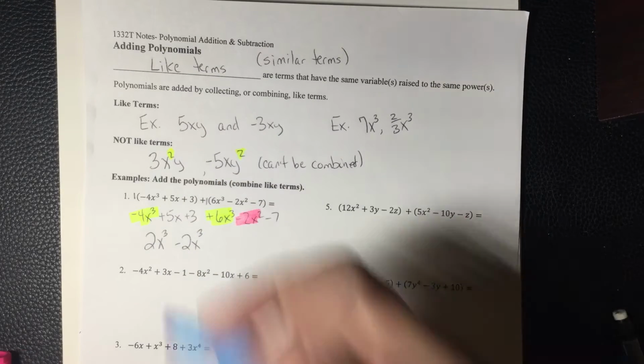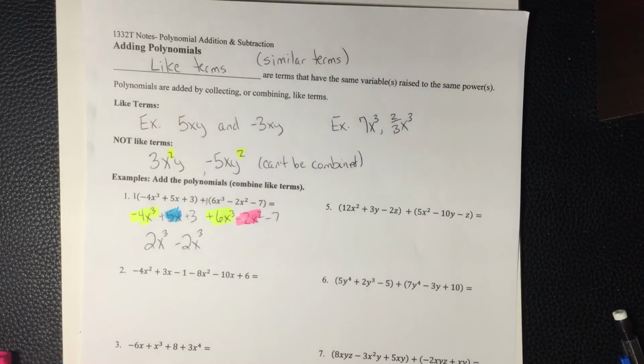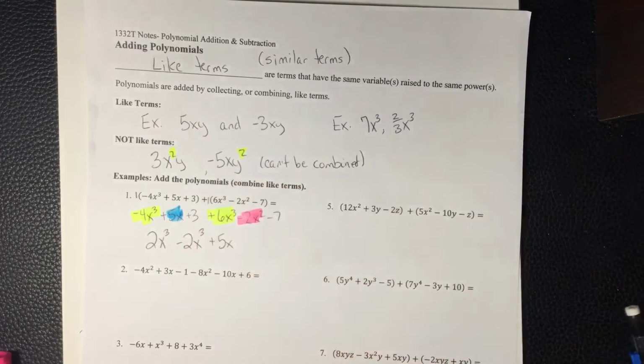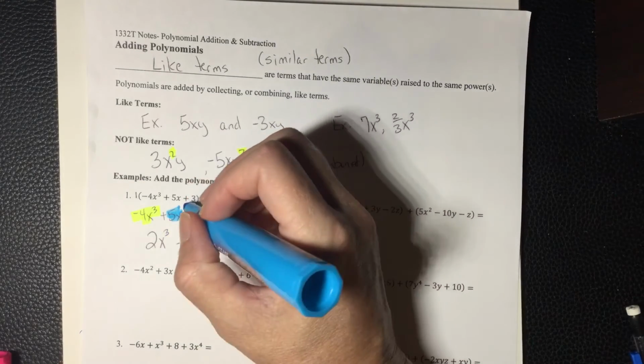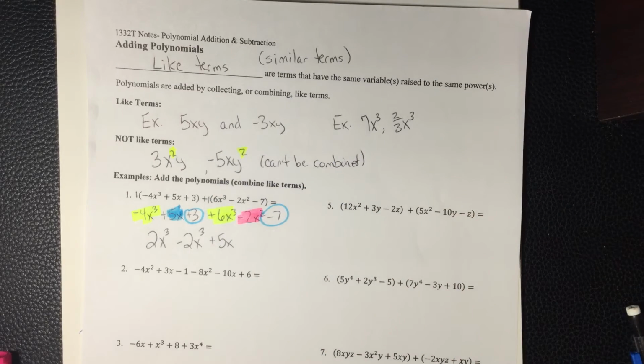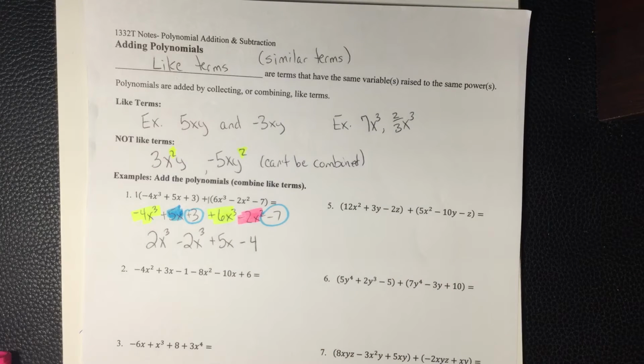And same thing with the x term. There's only one x term there, so I'm just going to bring it down. All right, and I kind of ran out of colors, but we can see we're going to end with our constants. So 3 minus 7, that's going to give me negative 4 or minus 4.